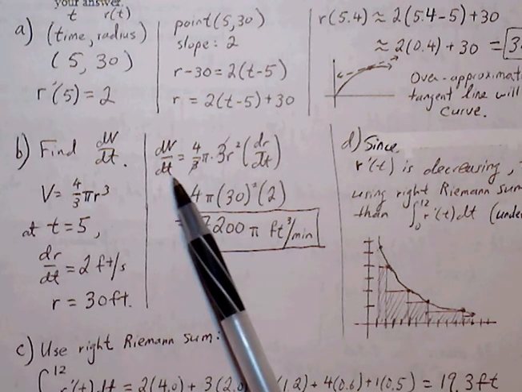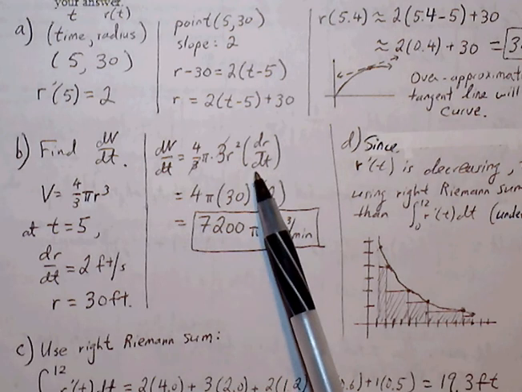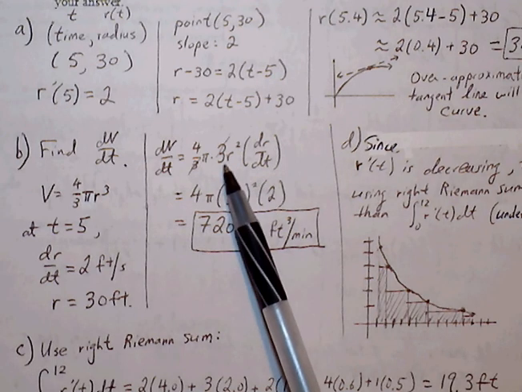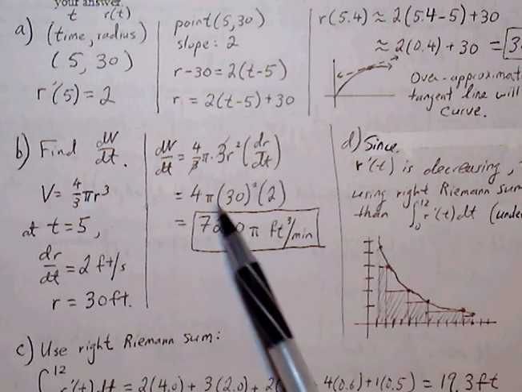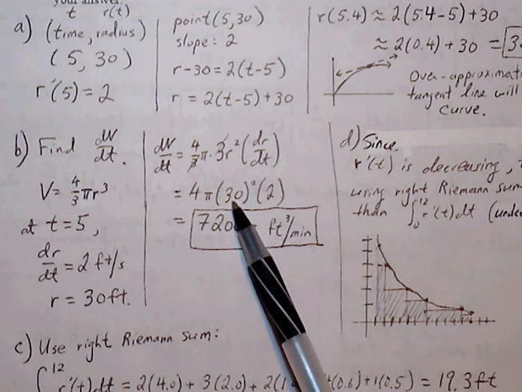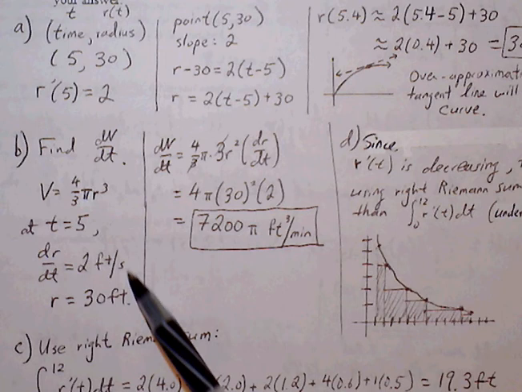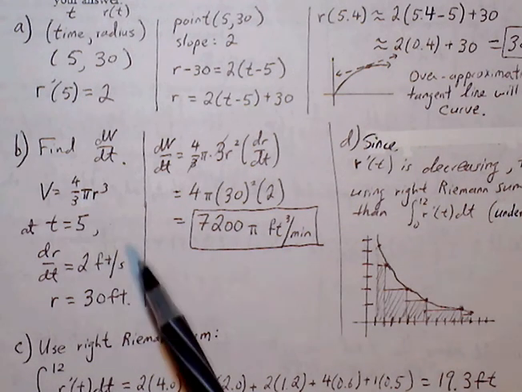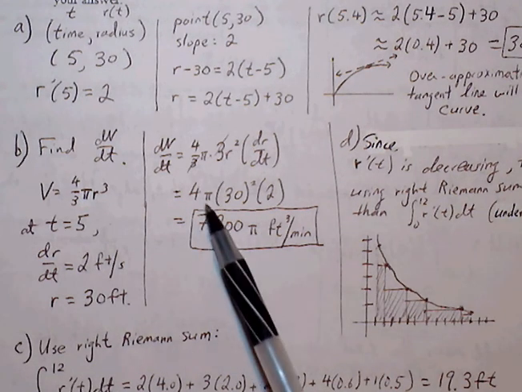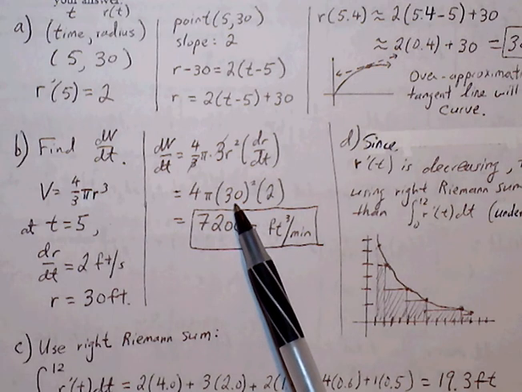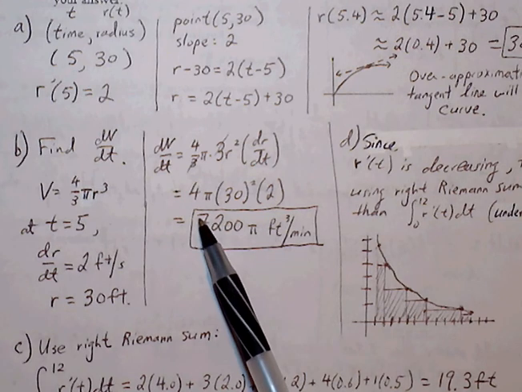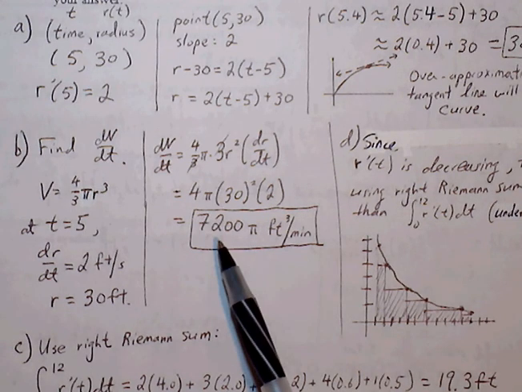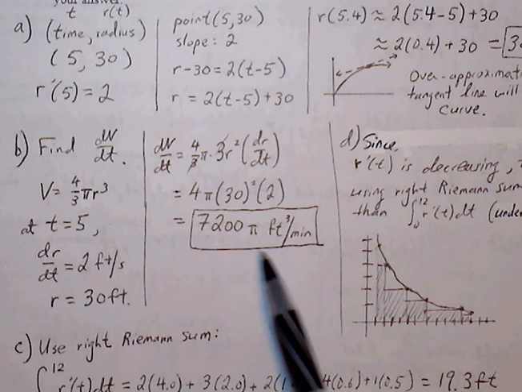So v becomes dv dt, r becomes dr dt, and then we have 3r squared. So the 3's cancel out. We're left with 4 pi r squared times dr dt. And we have all this information that we can plug in from what we've gathered to find dv dt. So 4 pi r squared gets replaced with 30 squared. Dr dt gets replaced with 2. And we can simply plug in our calculator and work this through. We get 7,200 pi cubic feet per minute.